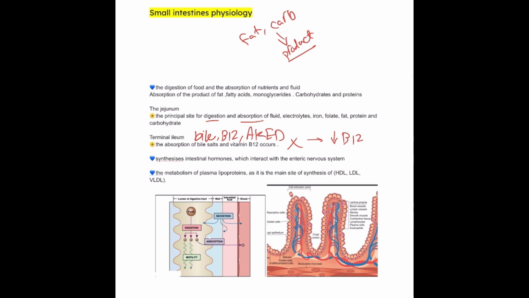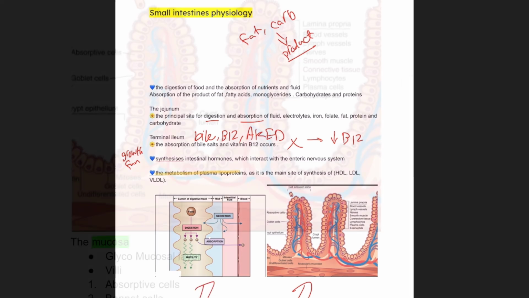Secondly, the small intestine synthesizes hormones. These hormones modulate the intestinal function, growth, and differentiation. The third main function of the small intestine is the metabolism of lipoproteins like LDL and HDL. Here we can see the core of the villi and the intestinal villi, and here we can see the physiology of digestion.